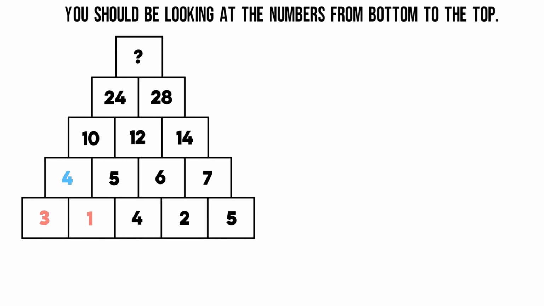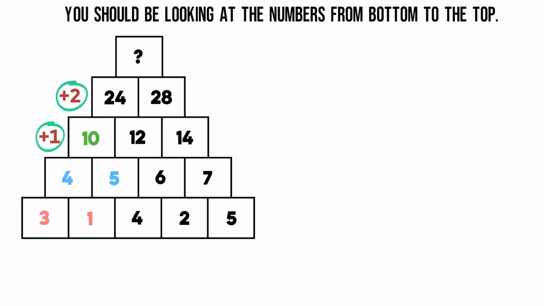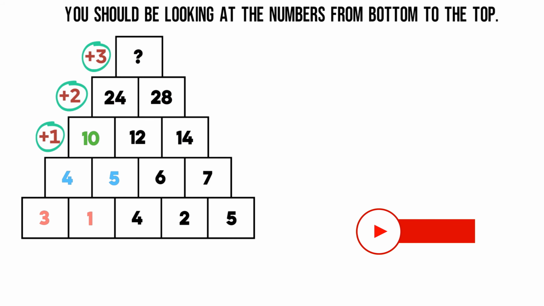But then it gets trickier. If we go from the second row to the third row, you see that 4 and 5 do not necessarily add up to 10. 4 and 5 add up to 9, and then you need to increment it by 1. If you go to the next layer, you need to increment it by 2. And then in the final row, you need to increment it by 3. So the correct answer here is choice 55.